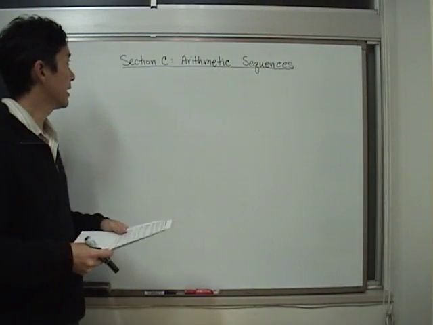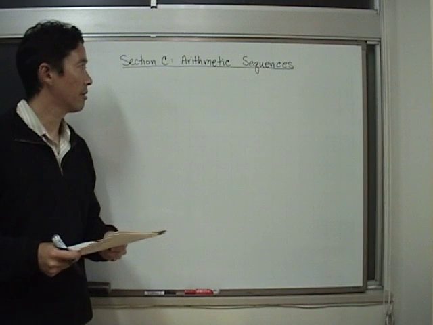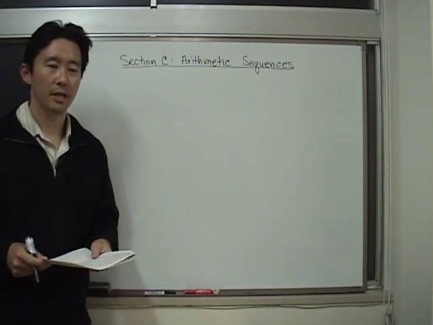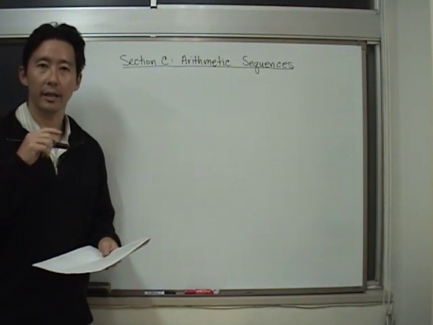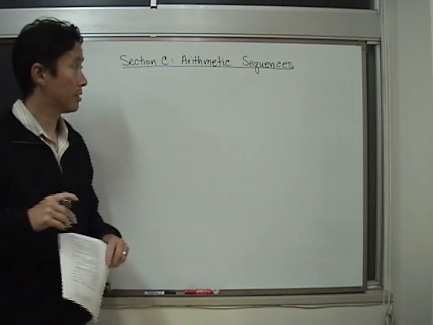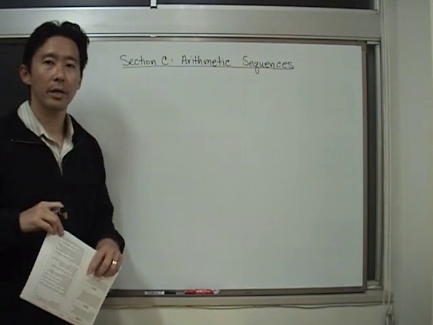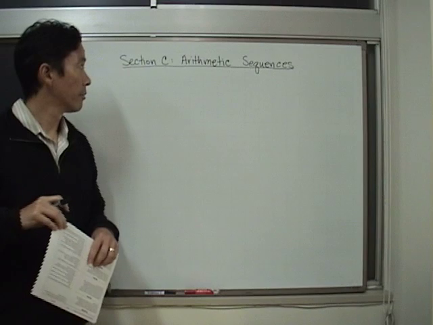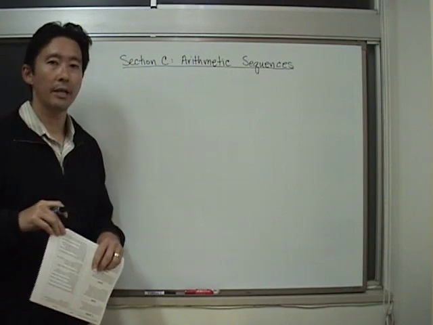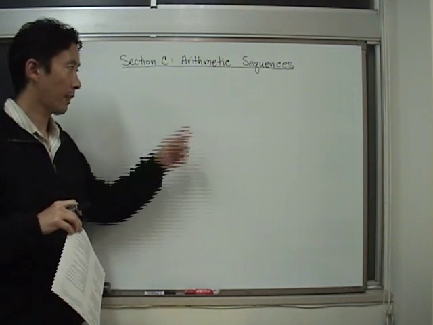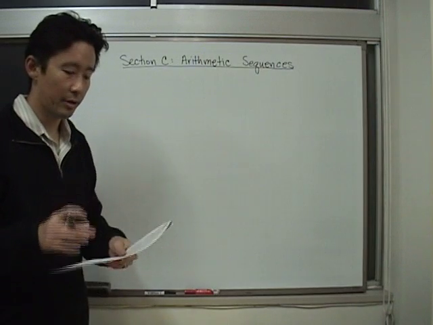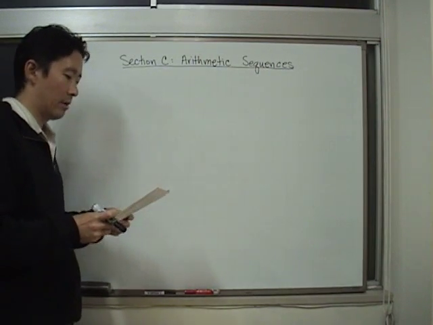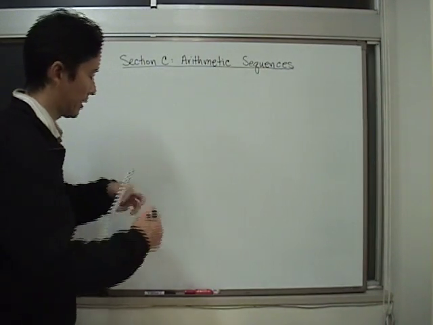Alright, in section C, we're going to be taking a look at what is called arithmetic sequences. There's many different sequences that are out there, but the two that we will be studying primarily in this chapter will be arithmetic sequences and geometric sequences. So let's first take a look at what is called arithmetic sequences. What is an arithmetic sequence?